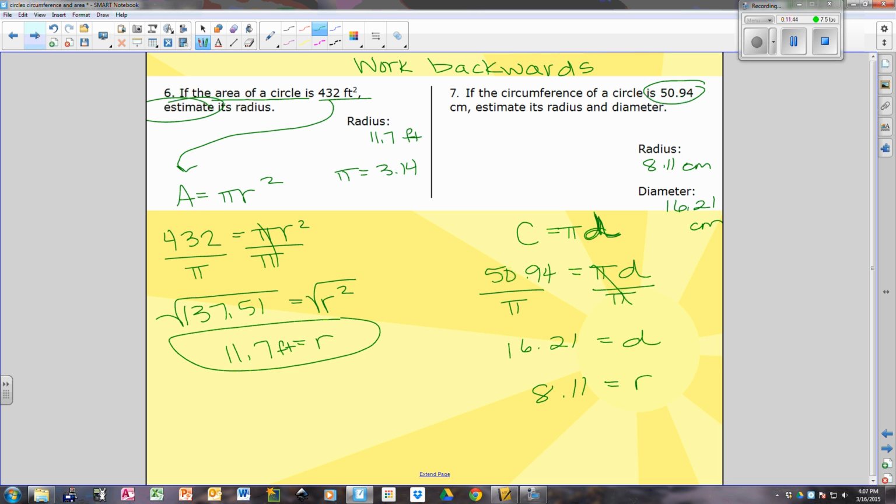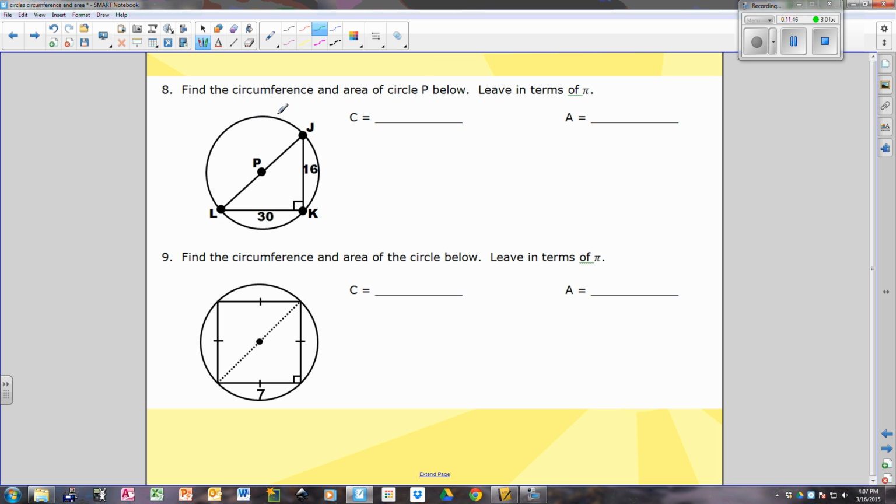All right, and the last part says find the circumference and the area. Leave your answer in terms of pi. In terms of pi means pi will be part of your answer. So the circumference formula is pi d. So pi times the diameter, and I don't know the diameter because that would be across here.